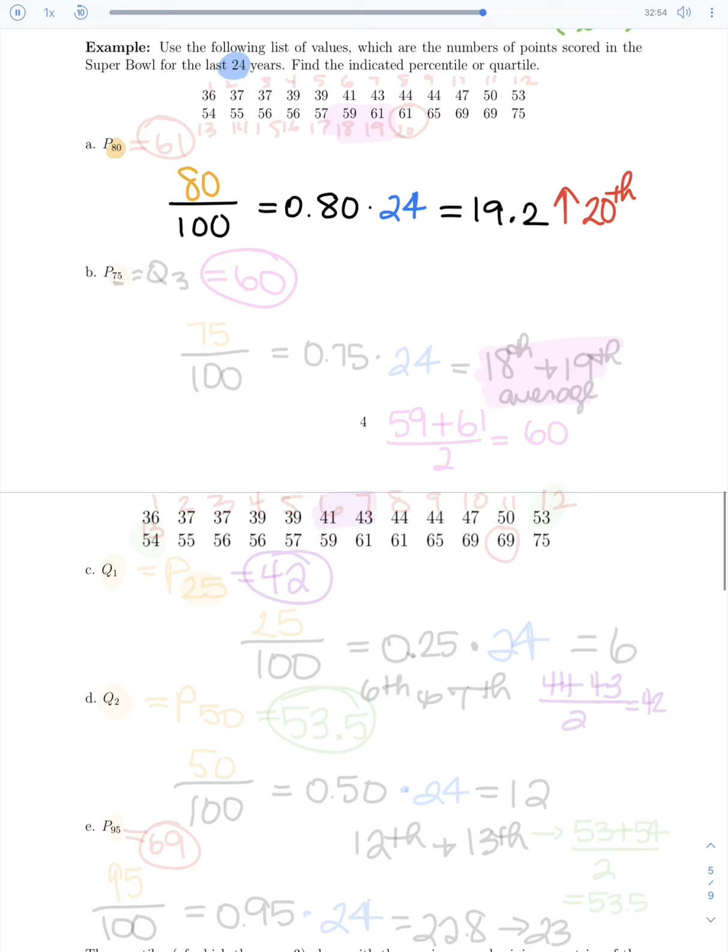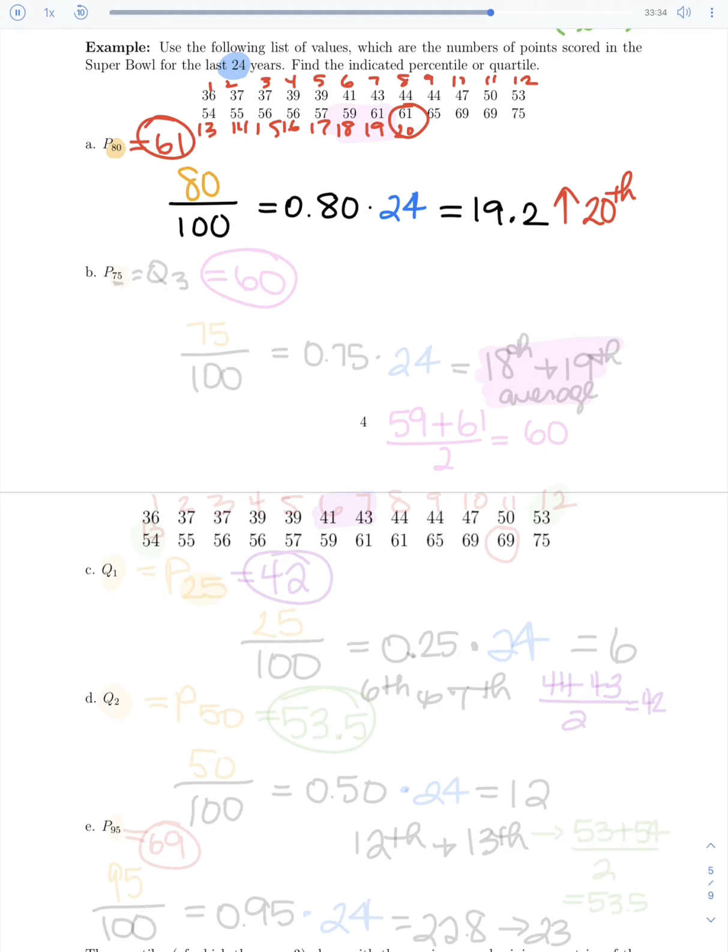That means we're going to go on our list and go find the 20th data value. So we'd start at the beginning, assuming that they're already in order. They need to be in order to do this. 1, 2, 3, 4, 5, 6, 7, 8, 9, 10, 11, 12, 13, 14, 15, 16, 17, 18, 19, 20. So the 20th data value is 61. So the 80th percentile, what data value do we use? We use the data value 61, and that would be our answer.